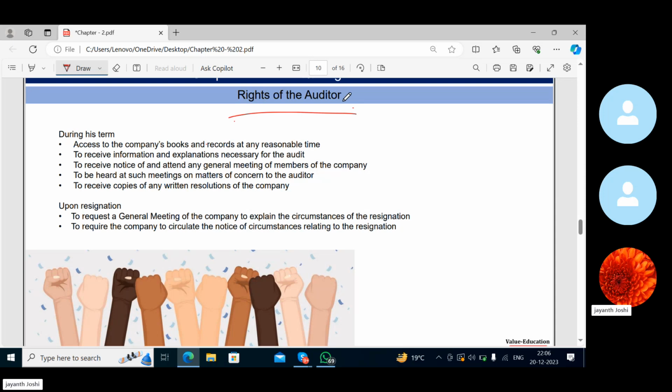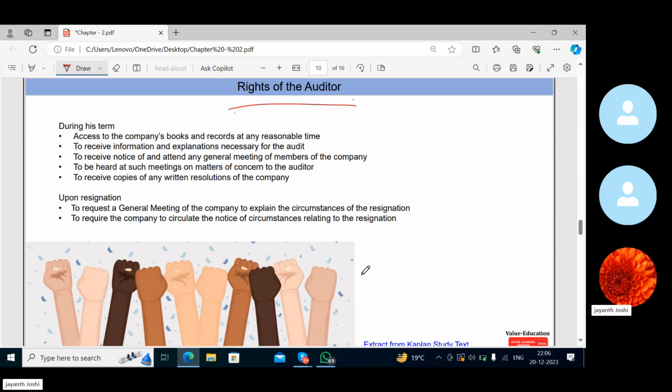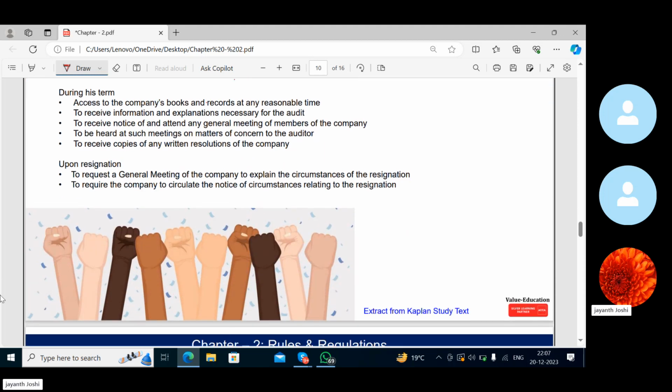Rights of an auditor. We should also know the rights of an auditor. What is the right of an auditor? During his term, when the auditor has taken an audit assignment, they have the right to access the company's books and records at any reasonable time. They can ask for that. To receive information and explanation necessary for the audit. To receive notice of and attend any general meeting of members of the company. To be heard at such meetings.